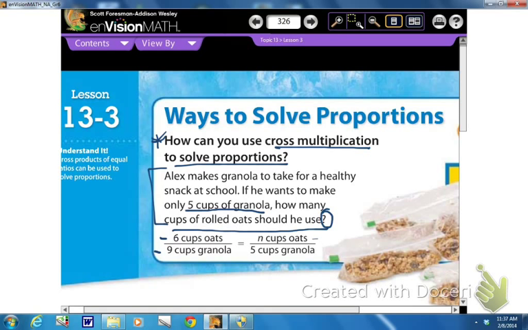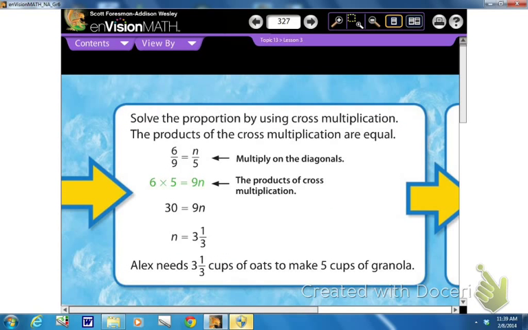Now instead of 9 cups of granola, he wants 5. Notice I can't multiply or divide 9 by a whole number to get 5. So to solve this problem, to find out what n should be, let's use cross multiplication. Solve the proportion by using cross multiplication. The products of the cross multiplication are equal.